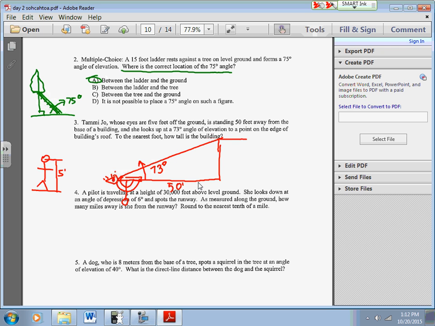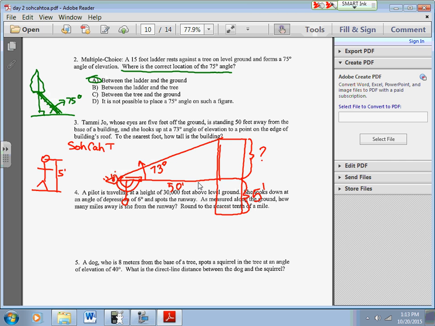And it says, to the nearest foot, how tall is the building? So you have to keep in mind a couple of things. When you're measuring the building, this piece right here measures 5 feet. This piece over here, we don't know what it measures yet. And 5 feet, because depending on the height of the person, that could change.